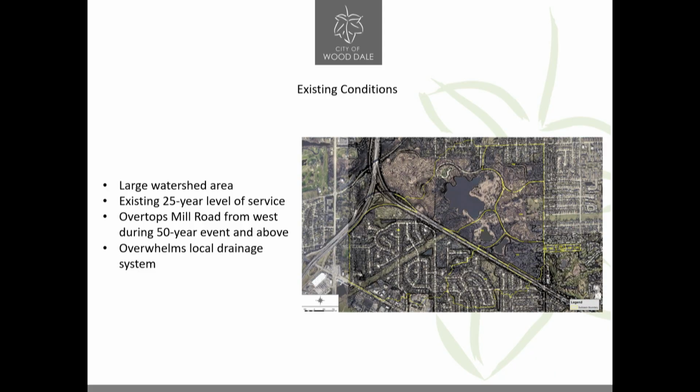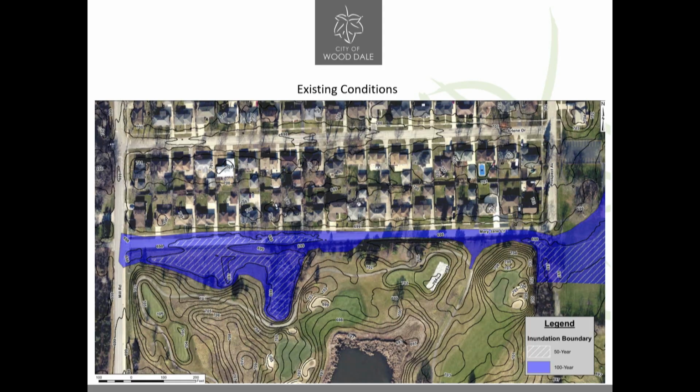So a 25-year storm, just for reference, is a storm that has a 4% chance of occurring in any given year. So you could have 6 25-year storms in a year, you could have 0. It's just how they design projects based on average rainfall data.